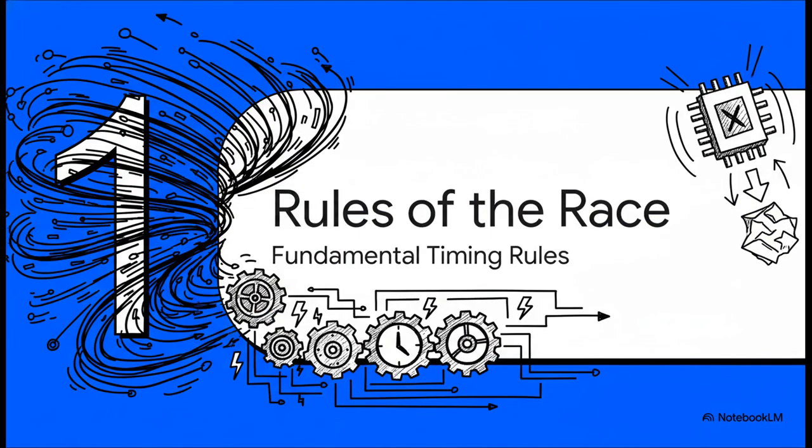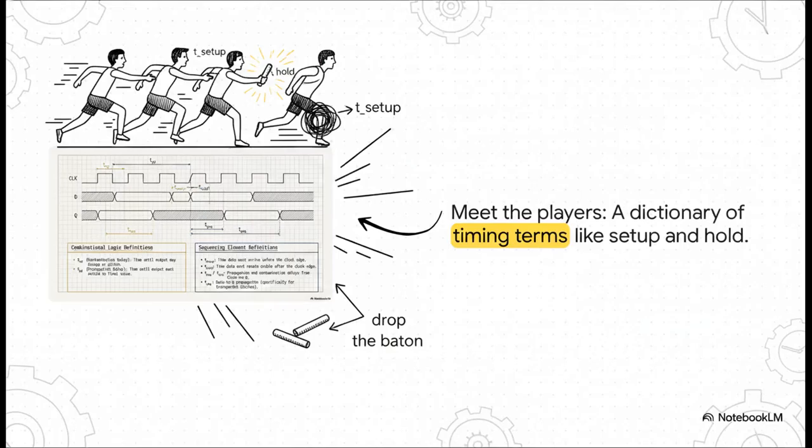Okay, so like any high-stakes race, this one has rules. And I mean strict, non-negotiable rules. These aren't just friendly suggestions. They're basically the laws of physics that keep a multi-billion-dollar chip from becoming, well, a very, very expensive paperweight. So let's meet the key players here.